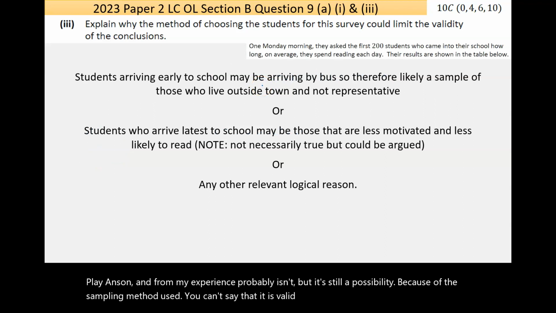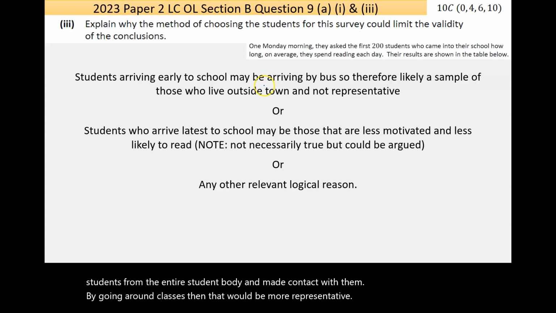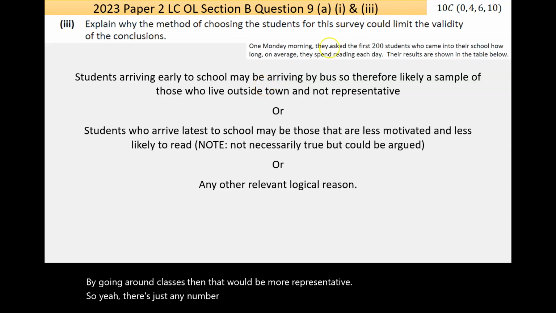Okay. If you had chosen randomly 200 students from the entire student body and made contact with them by going around classes, then it would be more representative. So yeah, there's any number of answers there. It's the first 200 students. It's perfectly fine having 200 students.